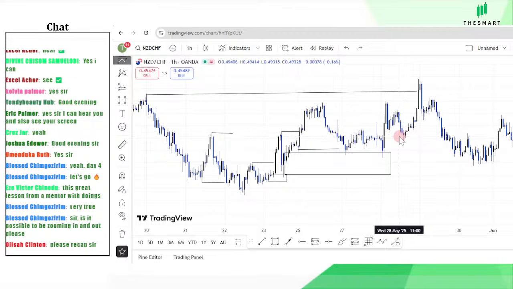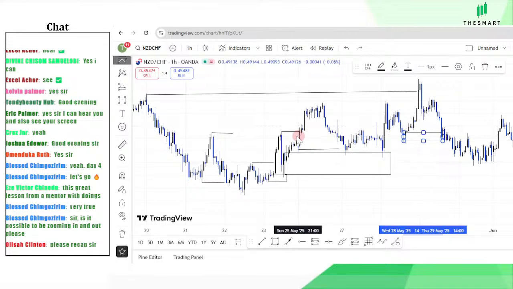Because if we should mark this low as our order block, we have momentum to the upside, but we don't have a fair value gap. We don't have inducement on this particular order block. So you can actually see that having a fair value gap before your order block is very, very important. Having a fair value gap, this gap here that we had here, is very, very important.